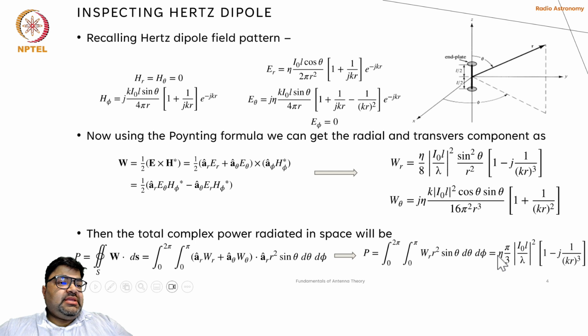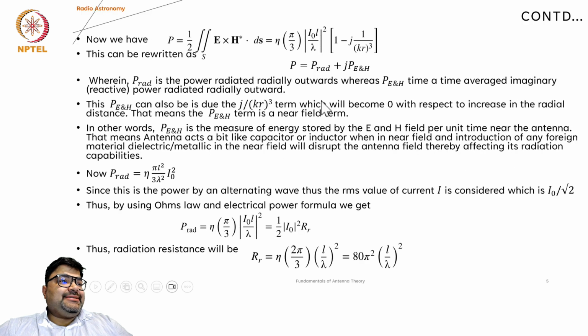So the final expression of radiated power comes out to be this, which still has a 1 over r cube dependency. So that's the radiated power, half of E cross H dot ds, and that comes out to have a real and imaginary part. The P radiated is the real component, and the imaginary component is represented by P_EH, which is the time average imaginary power radiated radially outward.